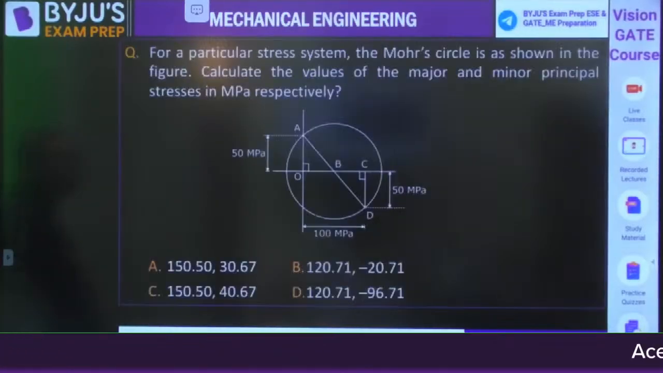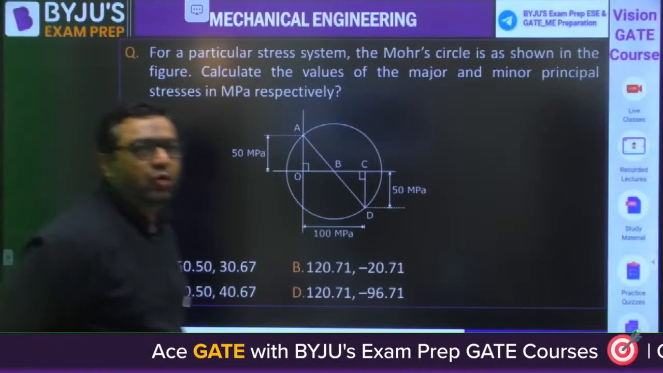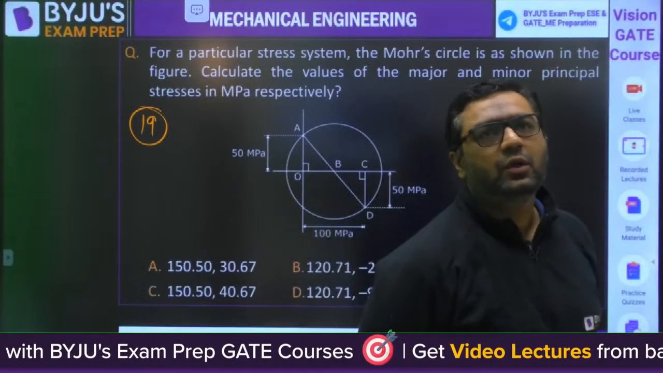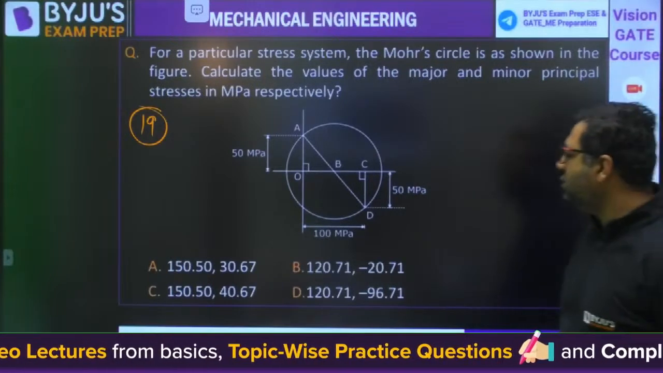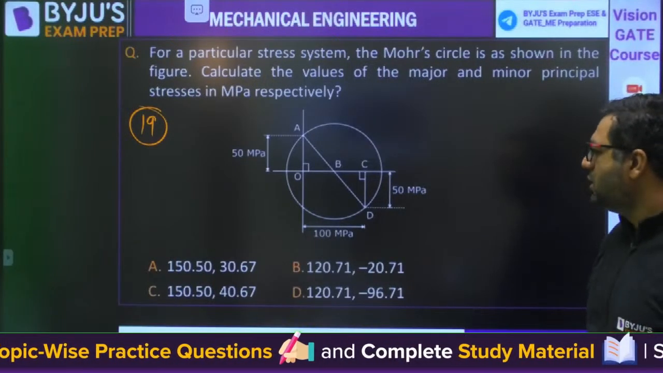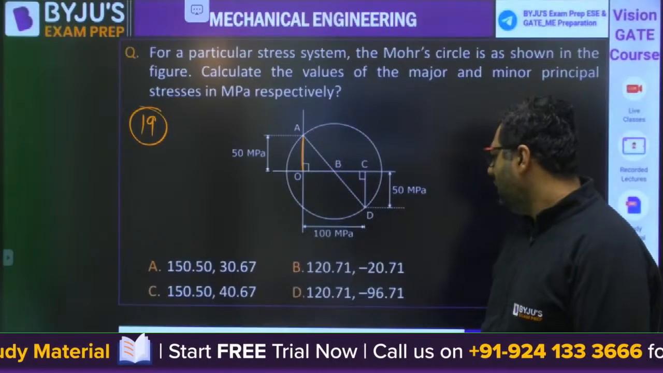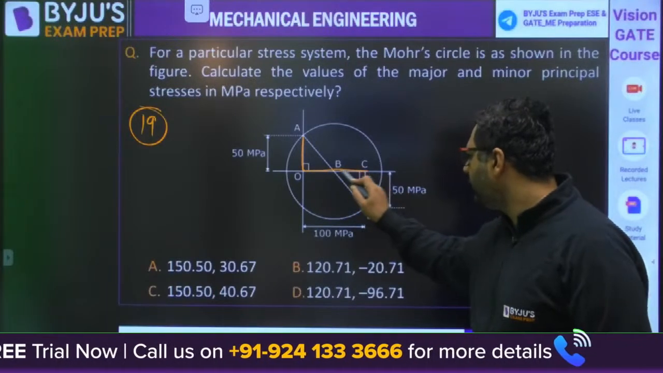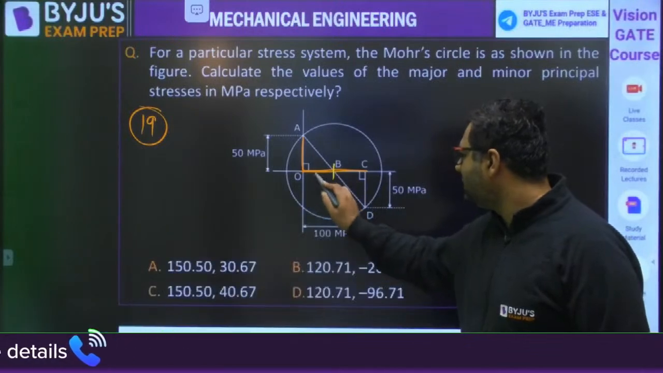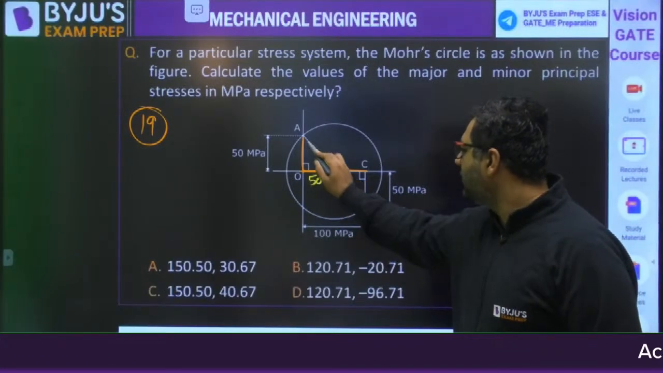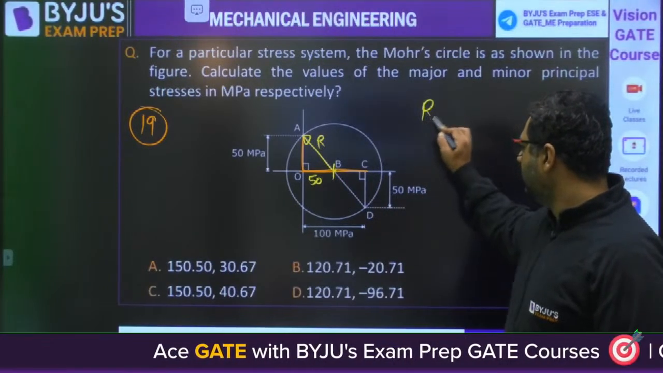Very good. Moving to question number 19, Mohr circle this time. So they are asking what are the major and minor principal stresses. So my dear, you can see they have given this thing as 50 and this total as 100. So when they have given the total as 100, for sure this half is 50. So that you can find out the radius.